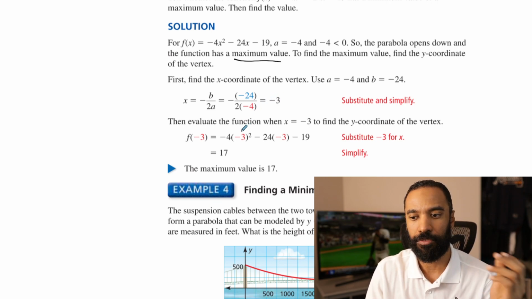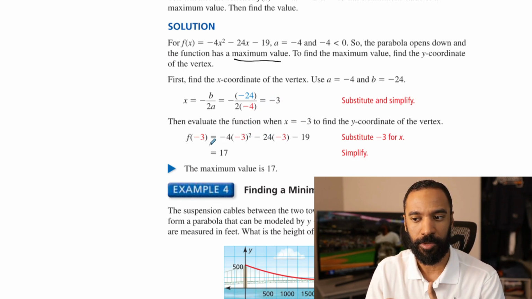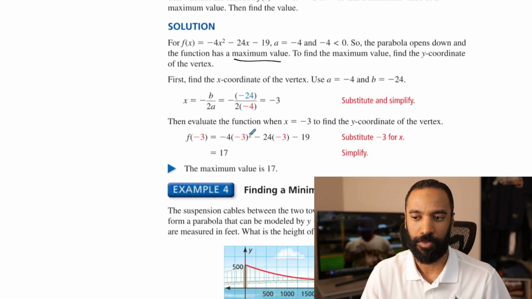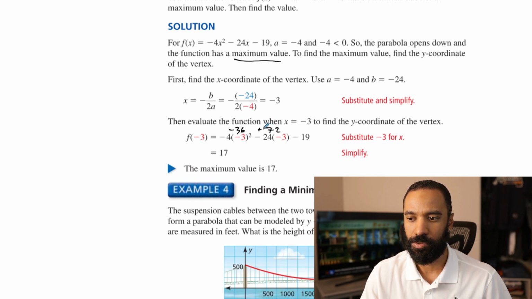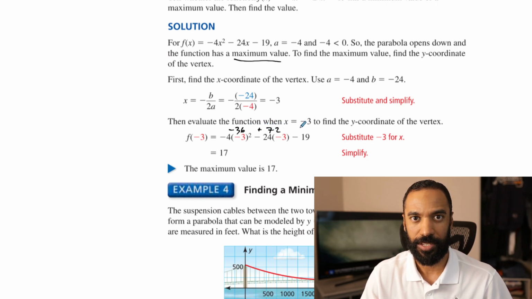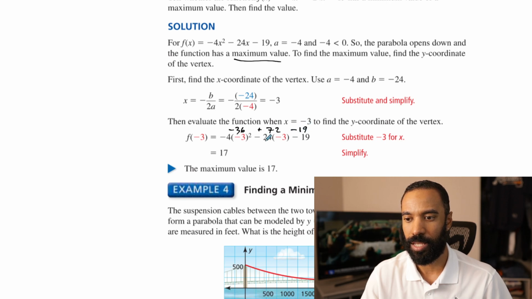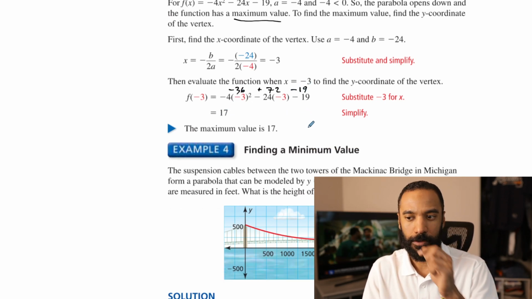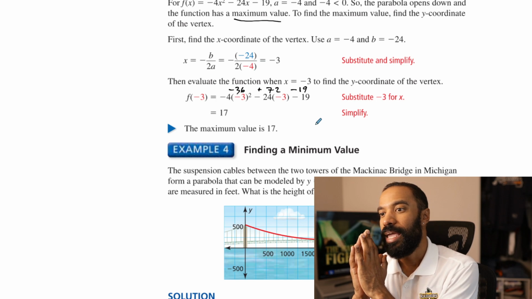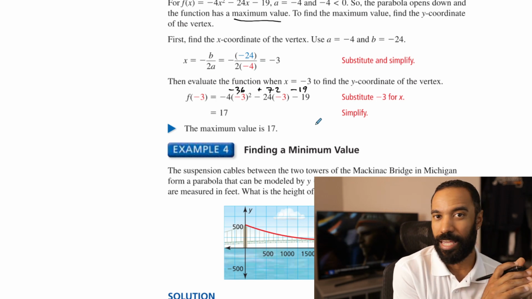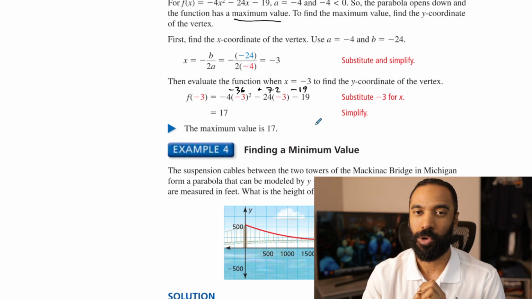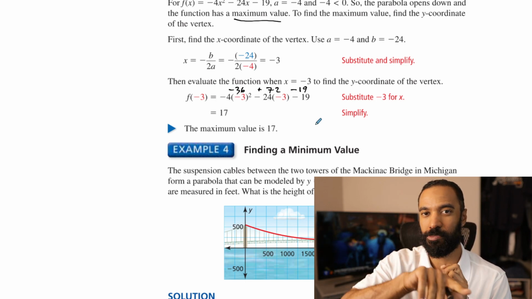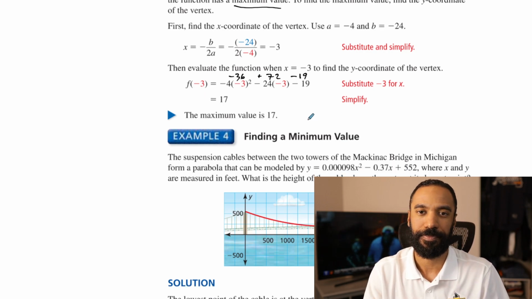And then we substitute -3 into your equation. I'm still going to use these numbers. -3 squared is 9 times -4 is -36. -24 times -3 is positive 72. -36 plus 72 is 36. 36 minus 19 is 17. The maximum value is 17. It occurs at x equals -3, but the max value itself is 17. It's the y value of the vertex. It's the highest point that we reach for this upside down facing graph.